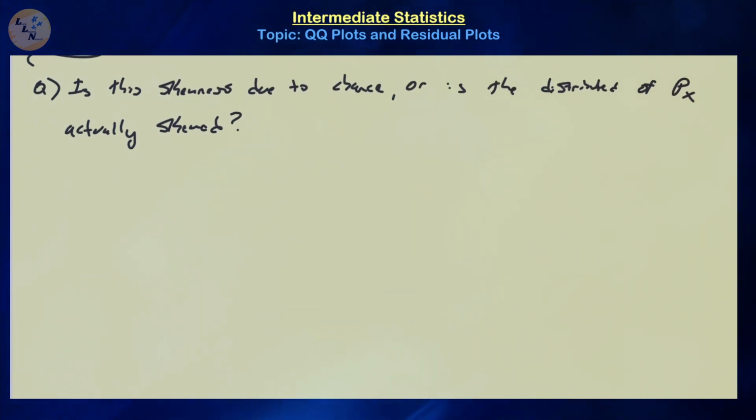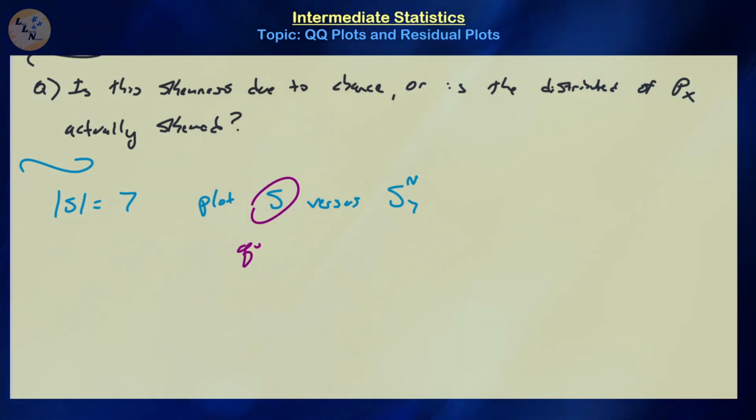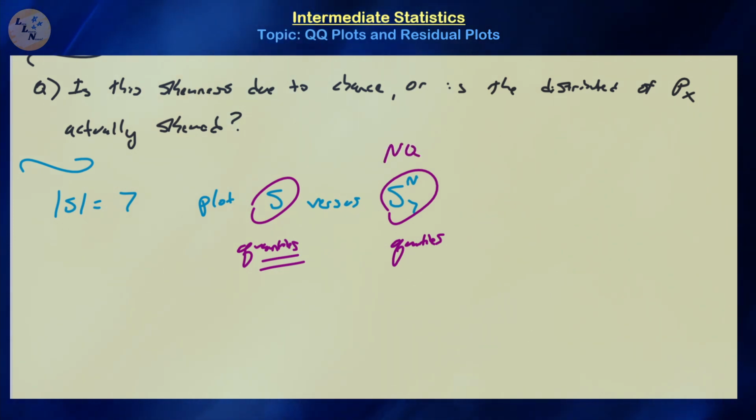So what do we know? What we have is a sample S of size 7, and what we want to do is plot S versus that normally distributed data set of size 7 that we obtained first, right? So we need the quantiles of that data set and the quantiles of that data set. This is where the NQQ plot gets its name from. It's the normal quantile-quantile plot.